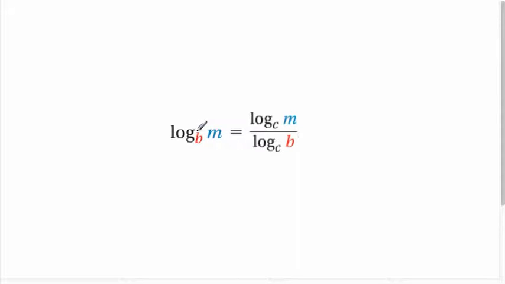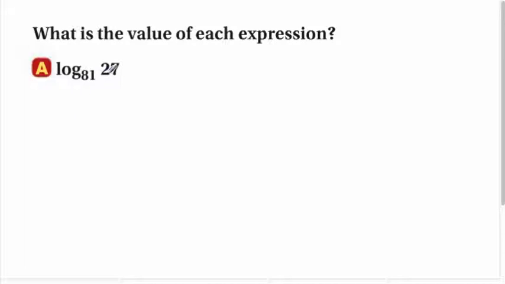What this means is if you have log base b of m, this could be any base and this could be any number. You could split that up into logs of the same base and then put m on top and b on bottom. Now this is difficult to understand, so let's look at this in an example. What's the value of each expression? This may be a little bit difficult to solve.